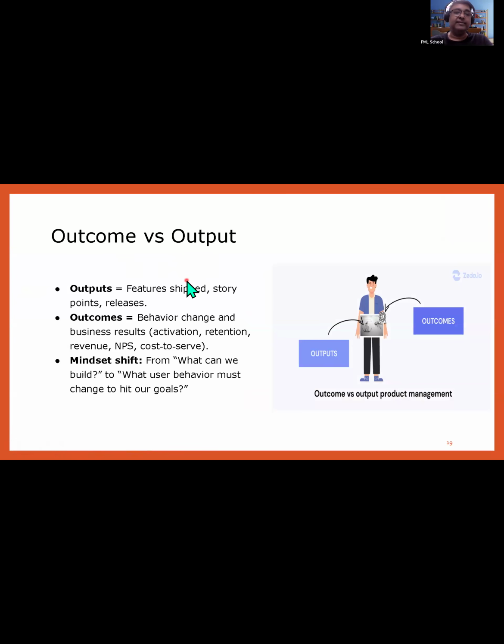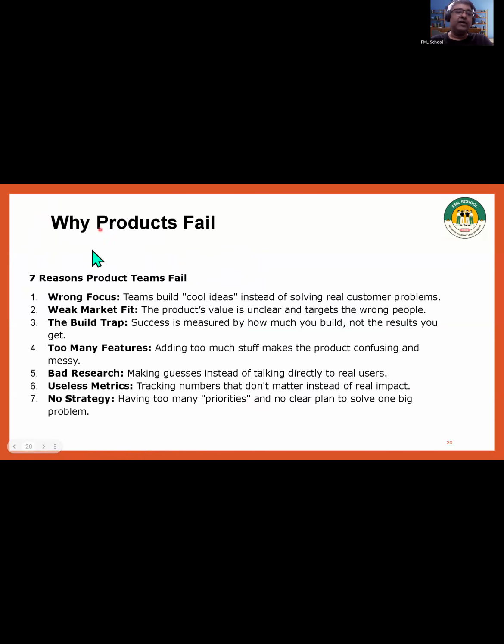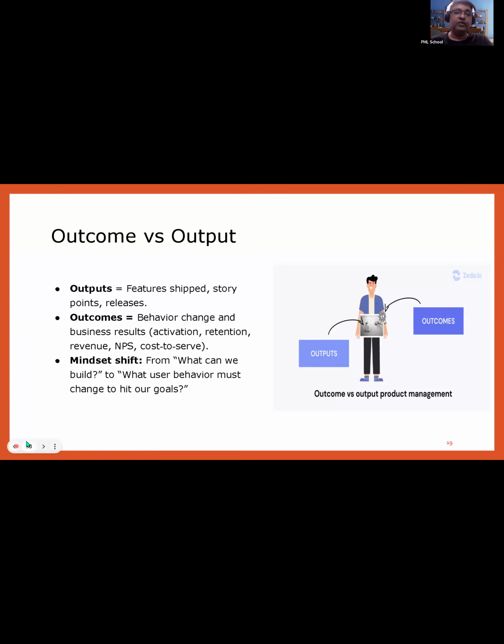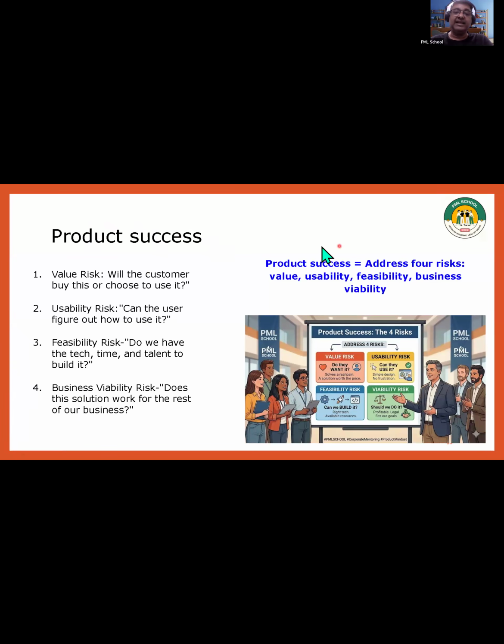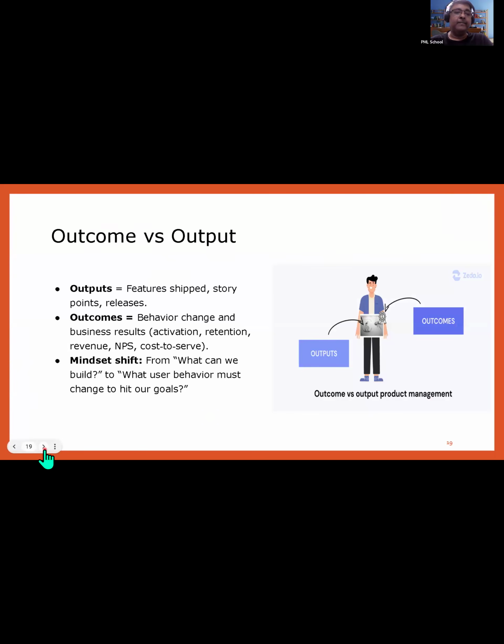This I have discussed a lot of times. Teams should always try to see the outcomes, because these are the benefits, and outputs are features, right? These features shipped and all that we discussed last time in detail. Why do products fail? Wrong focus, weak market, product market fit, building trap, too many features, bad research, usual metrics, no strategy. So these are common reasons, given to you. If you are doing something, you remember, okay, too many features, it will be a failure. So let me go back and check my research. Let me go back and check my success formula. These slides will not only help you in this session, but when you are really building the product in any job, they will also help you, right?